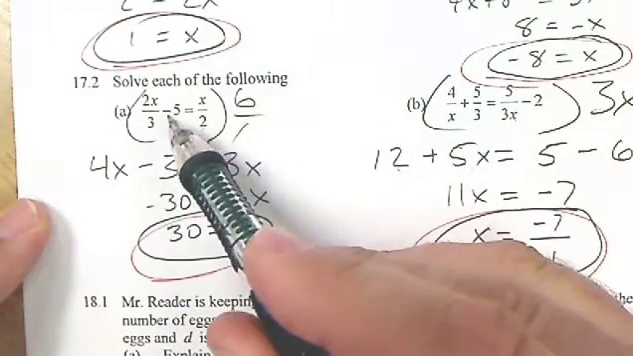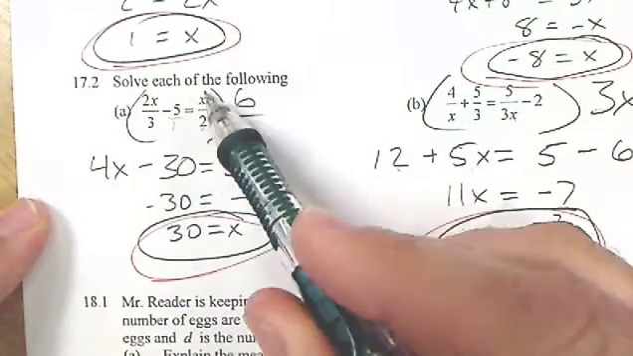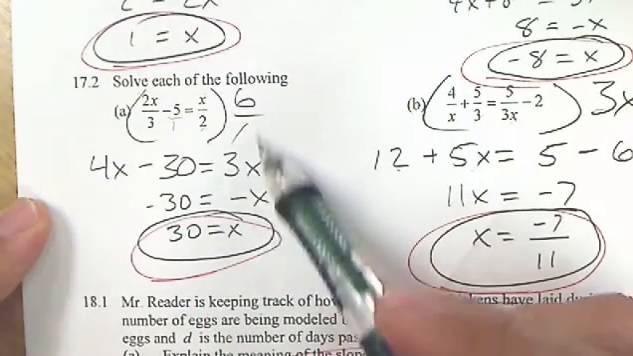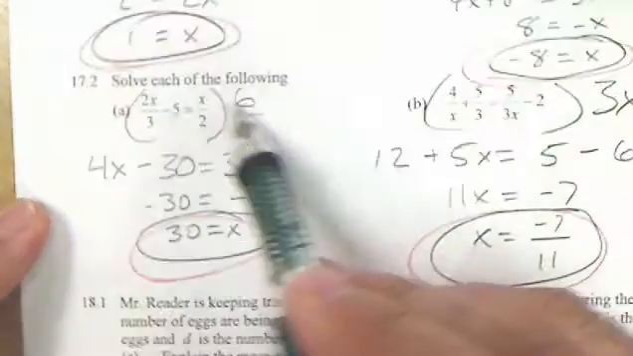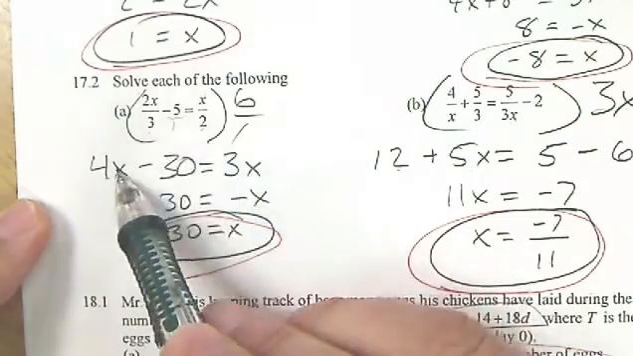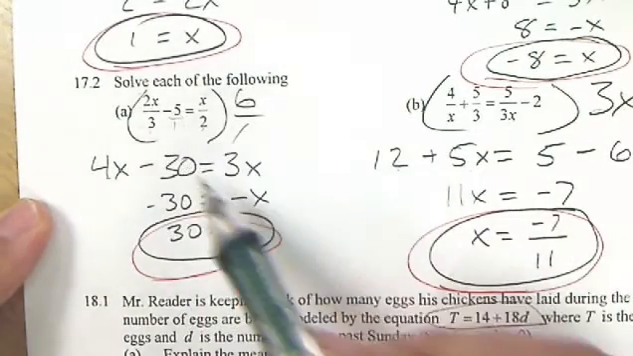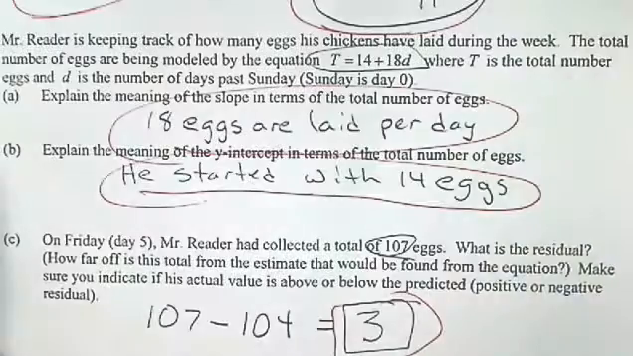Common denominator, remember that denominator is a 1. Multiply by 6. And that's how you get the 3x, the -30, and the 4x. 6 times the 2x divided by 3 is 12. 6 times 5 is 30. And the last one.